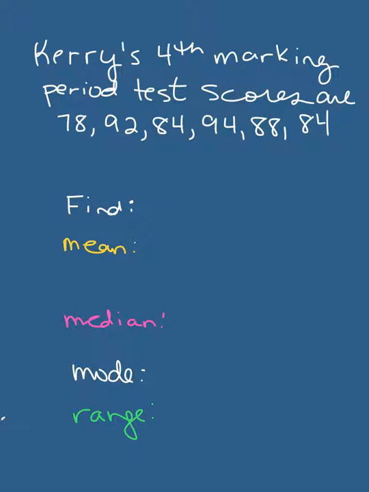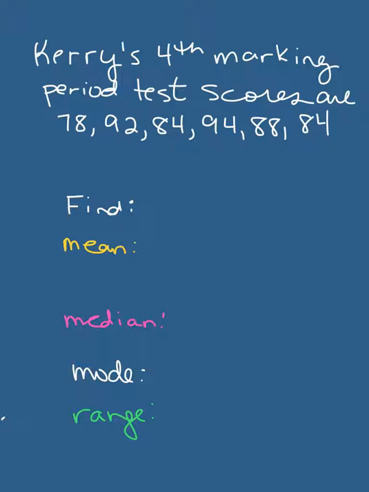Let's look at another example. It says Carrie's 4th marking period test scores are 78, 92, 84, 94, 88, and 84. I'm going to find each of these terms. Now, because of this, I need to put them in order numerically. The last group was already in order, so let's do that.